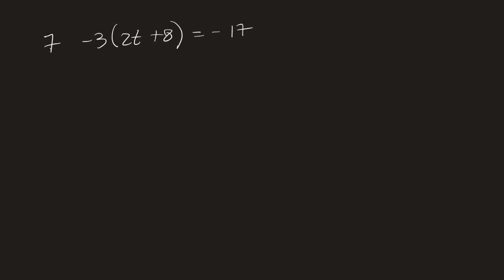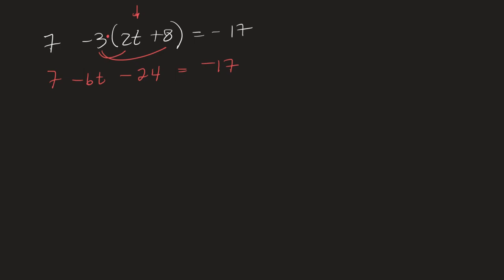Okay, the second one is a linear equation. There's just a t, not a t squared. A lot of people make a mistake here that they subtract those numbers first. But you can't, because this is a multiply. And according to order of operations, you have to multiply before you add or subtract. So I'm going to take the minus 3 and multiply it through. So that'll be a minus 6t and a minus 24 is equal to minus 17.